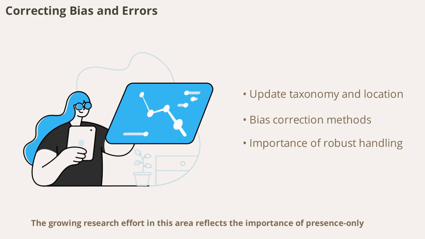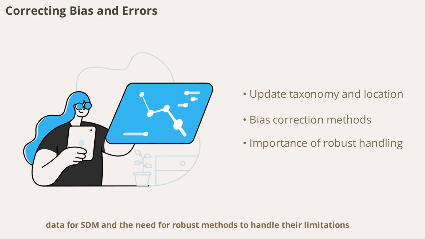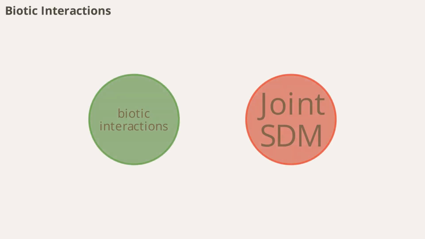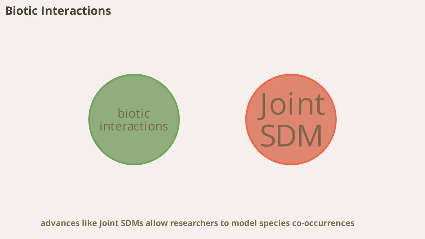The growing research effort in this area reflects the importance of presence-only data for SDM and the need for robust methods to handle their limitations. Biotic interactions, such as competition, mutualism, or facilitation, can significantly influence species distributions. Including these interactions in SDMs is challenging, as they are often embedded in the species data and rarely have independent evidence. However, advances like joint SDMs allow researchers to model species co-occurrences and explore whether shared environmental responses or direct interactions drive patterns. Understanding biotic interactions is crucial for predicting future distributions, especially under changing environmental conditions.